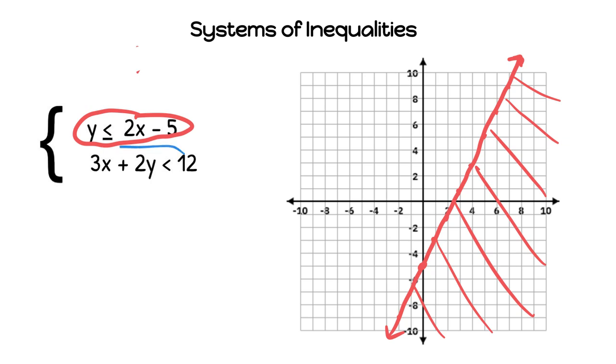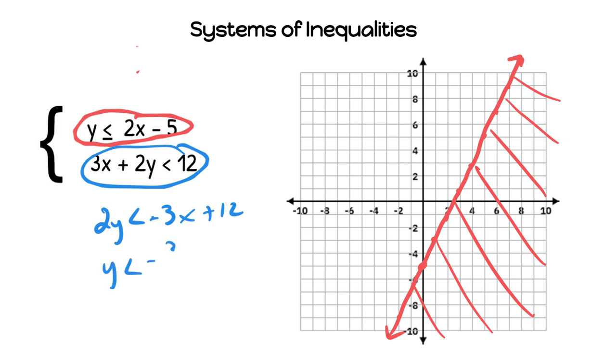The second one is 3x plus 2y less than 12. Let's go ahead and solve that. It's going to be 2y is less than negative 3x plus 12. And then when we divide by 2, we get y is less than negative 3 halves x plus 6. We won't need to flip the inequality because we didn't divide by a negative. But we will need to remember that this is a less than, which means it's going to be a dashed line. So starting at 6, up 3 over 2, negative, like so.